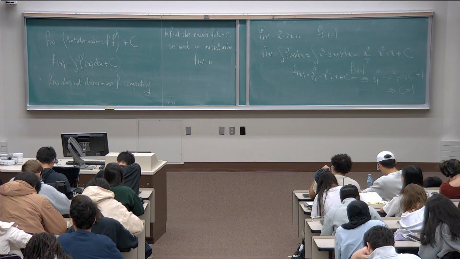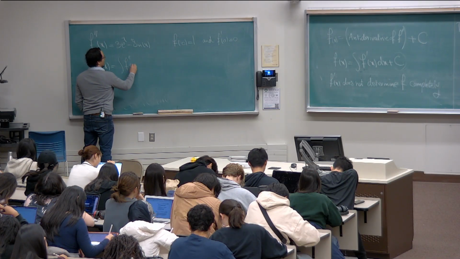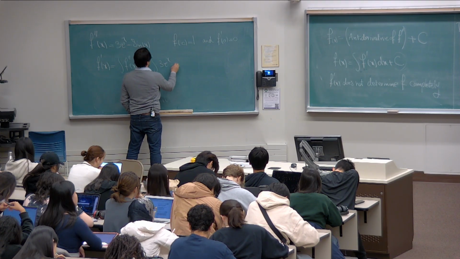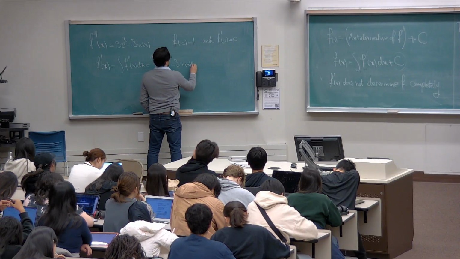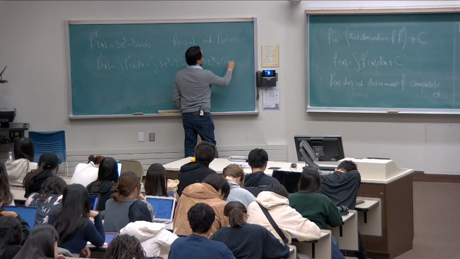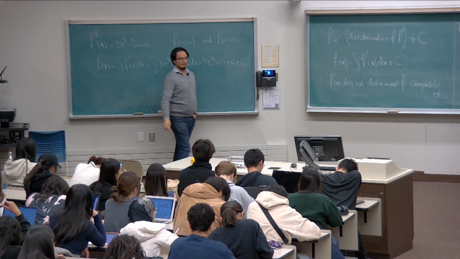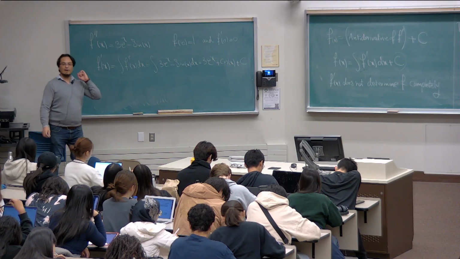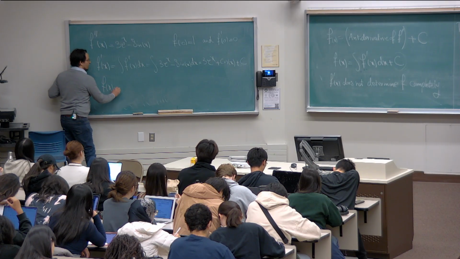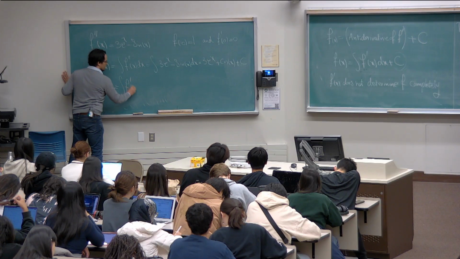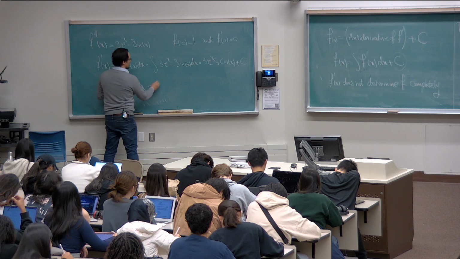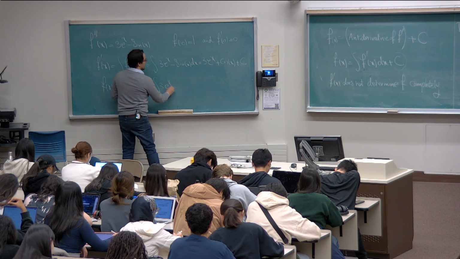f prime of x is the antiderivative of f double prime of x, and that means I have to integrate this, which will give me 3e to the power x plus cosine x plus a constant c. Now I have the form of f prime. I can find the form of f by integrating f prime now. When you integrate f prime, you're integrating this.